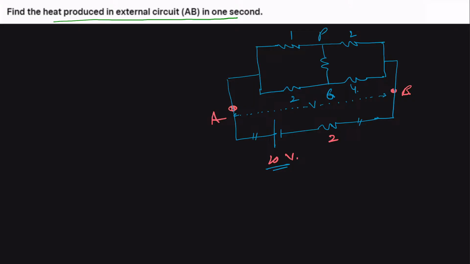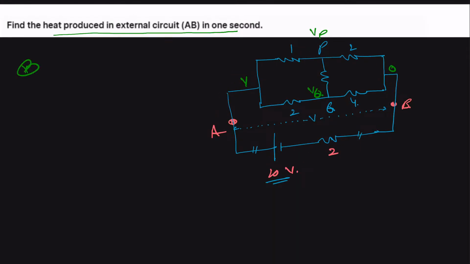So if this is V, our left side will be V and this will be equal to 0. And at P, let us suppose we have our Vp potential, and at Q, we are going to have our Vq potential. And then we can use our KCL at node P, then KCL at node Q. We get two equations and we sort it out.